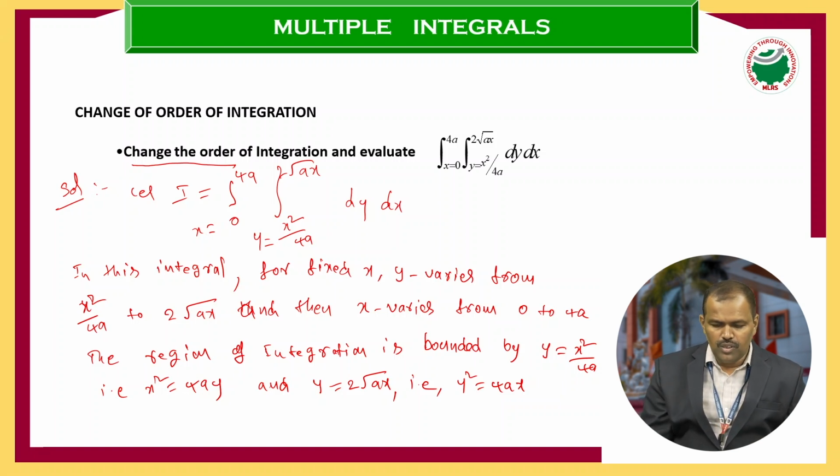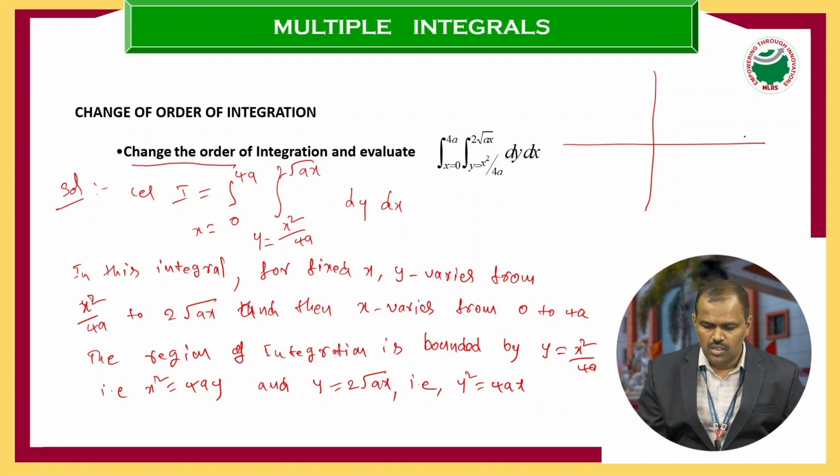Here in this figure, it is very clear that the region is bounded by two parabolas. With the x-axis and y-axis, we know how to draw the two parabolas, that is x square is equal to 4ay, and y square is equal to 4x.